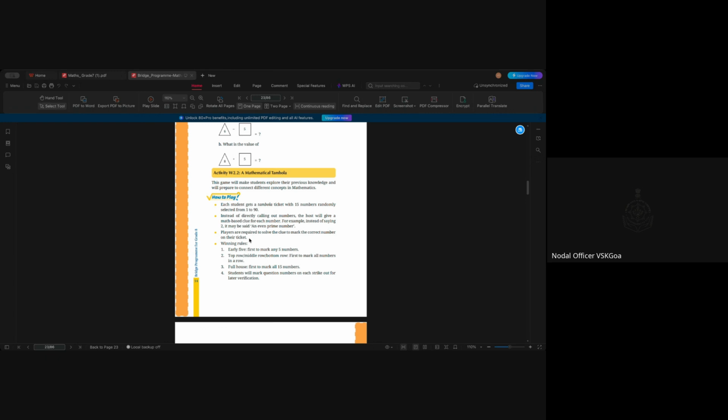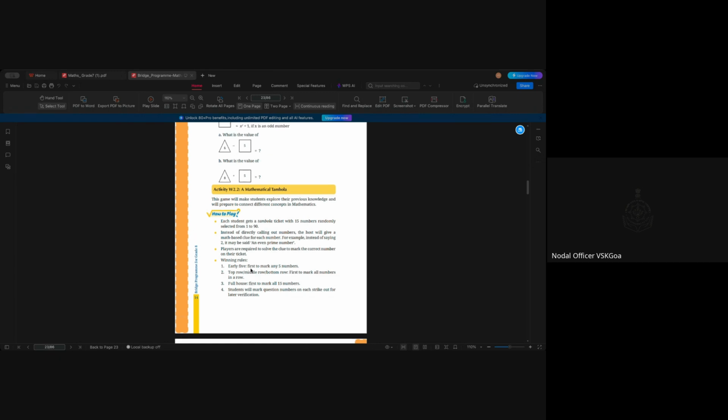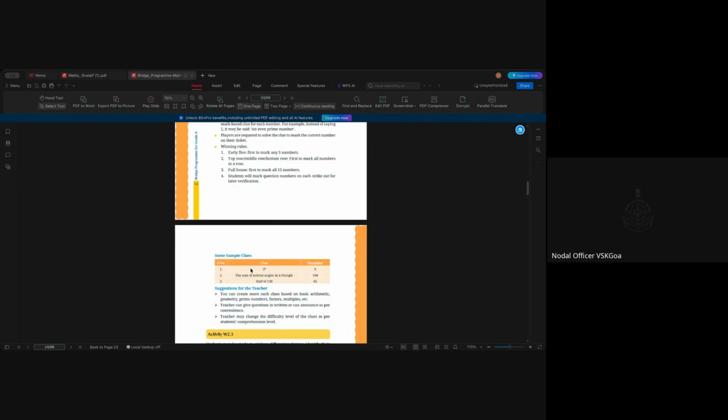So it is very simple, very different activity to do, and many teachers must be doing it in their day-to-day teaching. So this is not new for our government teachers, but here see they are mentioning it. So you can go through these winning rules. Early five, so we say jaldi five, top row, middle row, bottom row, very relatable to our housey game, full house, and this is how the activity will go ahead.